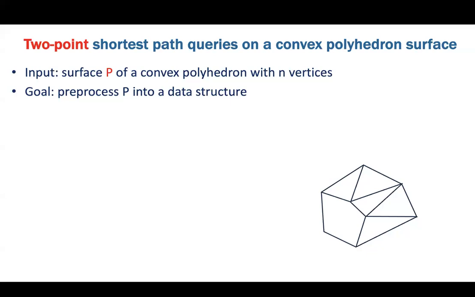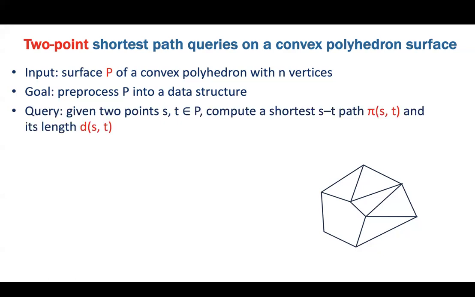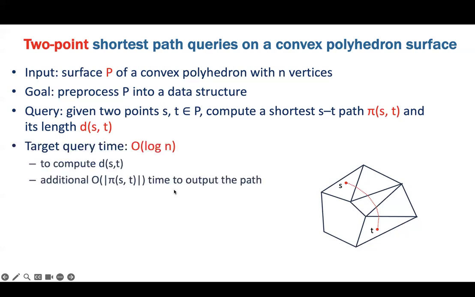So here P is the surface of a convex polyhedron of n vertices, and we want to pre-process P into a data structure. The query is, given 2 points S and T, we want to compute the shortest path pi ST, and this length is d ST. Our target query time is log n. This is to compute the length, and you need additional linear time to output the path. That's our target.